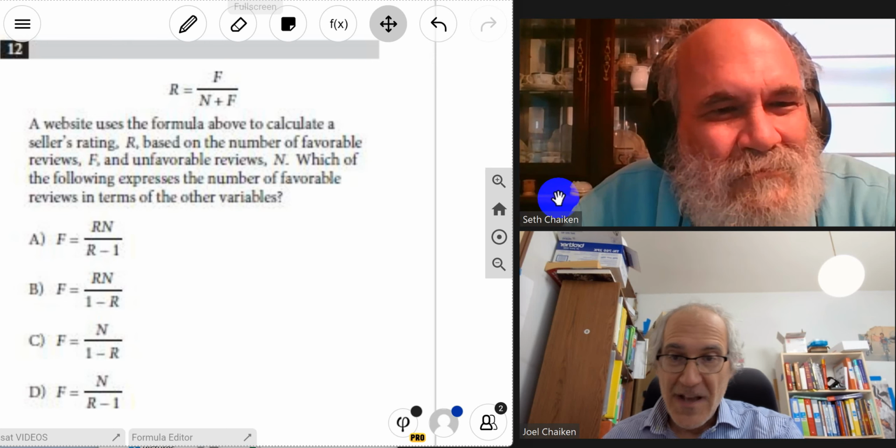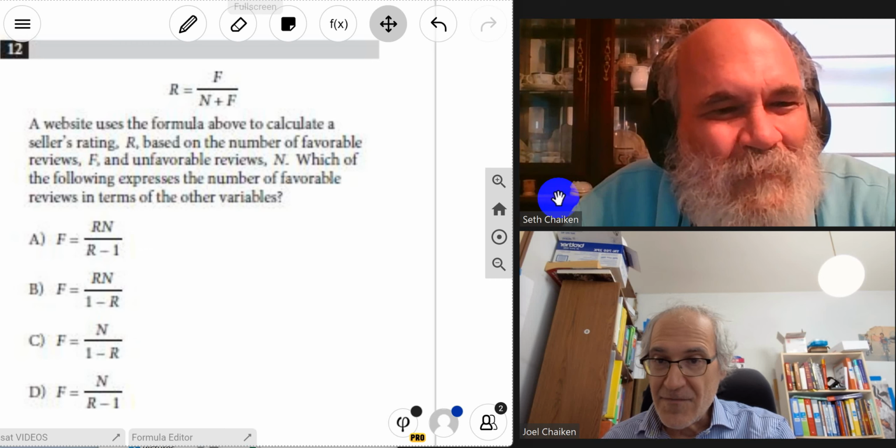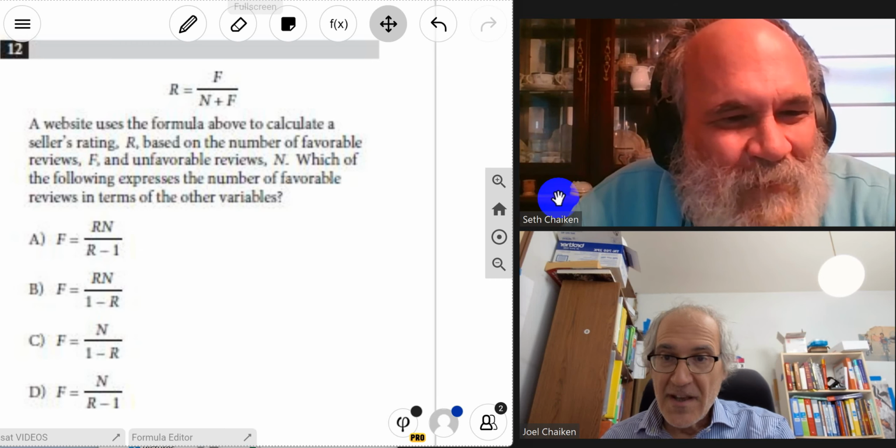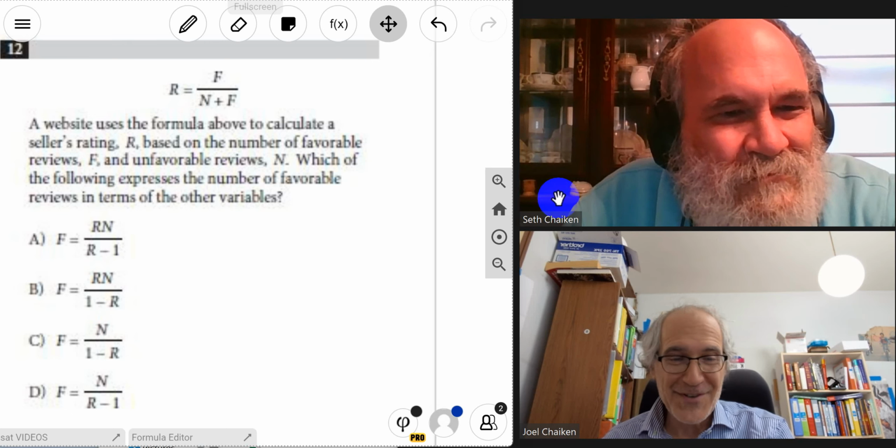I apologize for not being that clear, but it is readable. The website uses the formula above, and it gives you the variables. Which of the following expresses the number of favorable reviews in terms of the other variables?